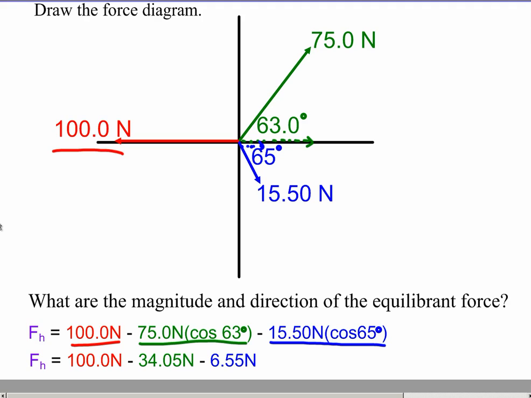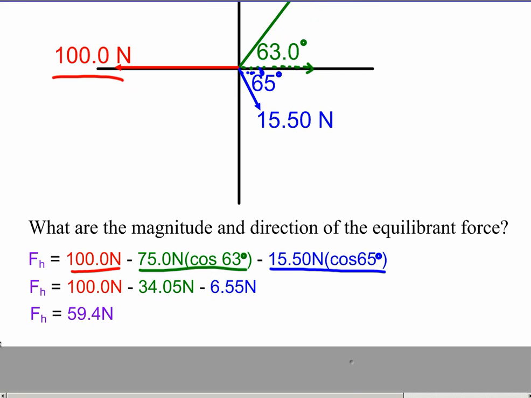One force to the left, 100 newtons, two forces to the right, and when we add them together, we need to make sure in our math equation that the left and the right are indicated by either pluses or minuses. In this case, we've chosen to make left positive, so we have positive 100, and negative for the other two. And so our horizontal vector sum is 59.4 newtons. It's positive, so that it is going to be pointing to the left.